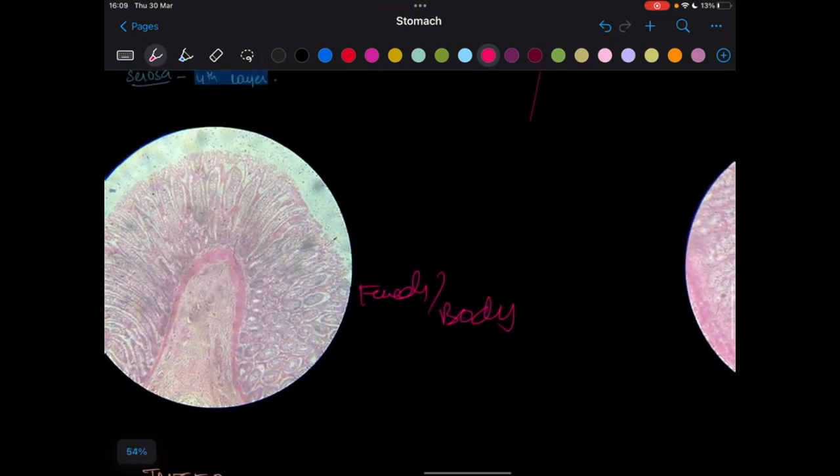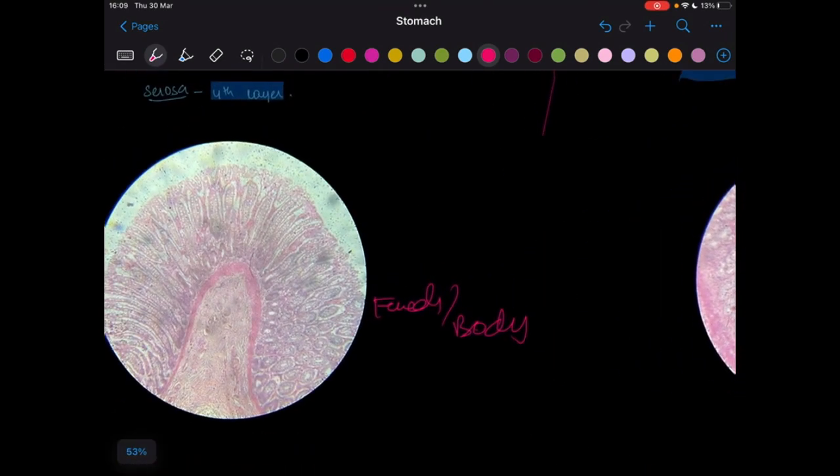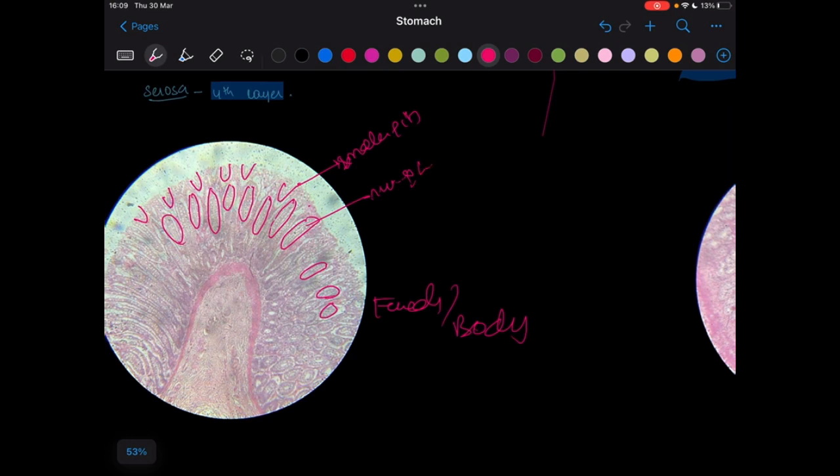So here, if you focus on this fundus portion, we have observed smaller pits and numerous glands. Numerous glands indicate numerous cells also. So here, what you are able to see are the crypts.